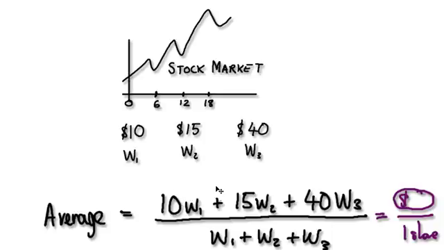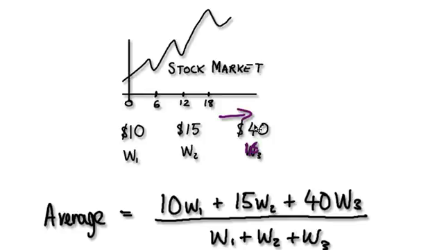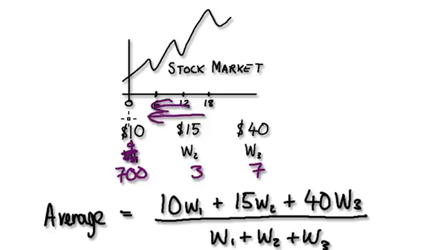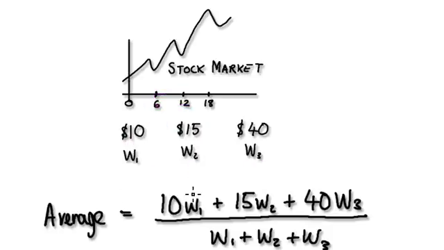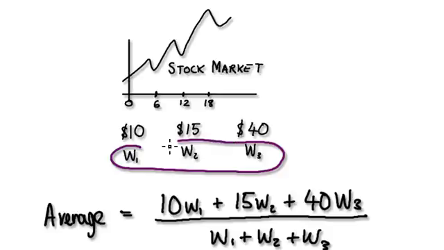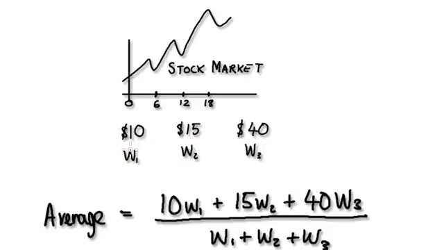So if you bought a lot of shares when it was expensive, you're skewing your average towards the expensive side. If you bought a lot, let's say 700 shares, when it was cheap, and only, let's say, 7 and 3 here, then you're skewing your average price towards the cheap end. So it does depend on your weight here. You're weighting it towards one side.